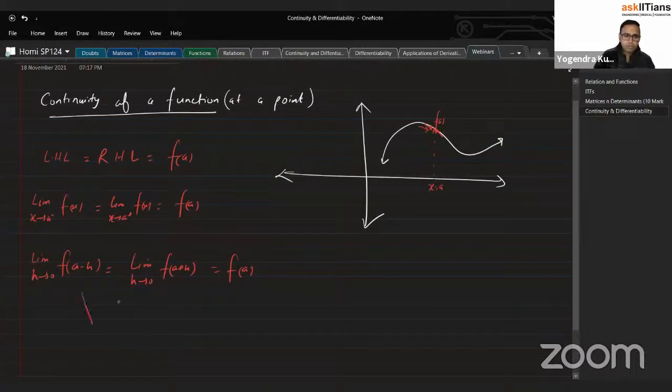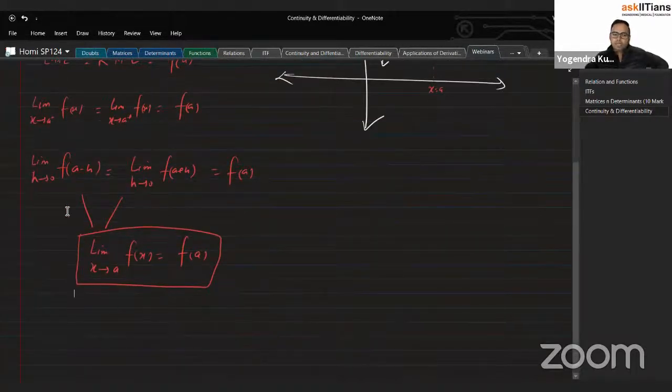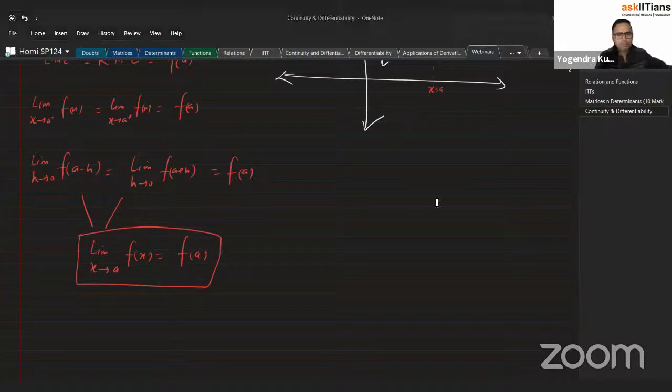I think you all know that, okay, when both are equal, what do we say? We can write down like this also: limit x tends to a f of x is equal to f of a. When both are equal, we say limit exists, right? When both LHL and RHL are equal, we say limit exists. So that time we will be writing directly like that. Clear, everyone? Very simple concept, right? Everyone understand this, I believe.